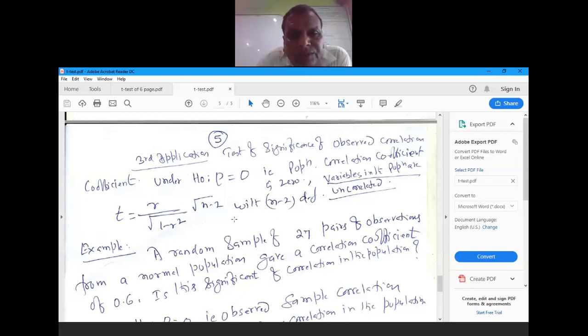So to test this hypothesis, that is rho is equal to 0, you have to write T is equal to R into root n minus 2 divided by under square root 1 minus R square with n minus 2 degree of freedom.